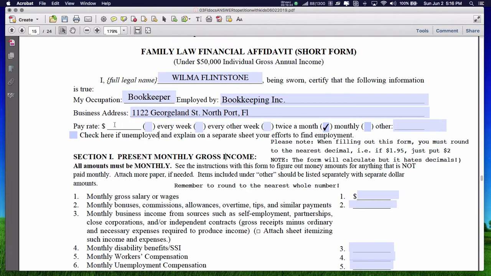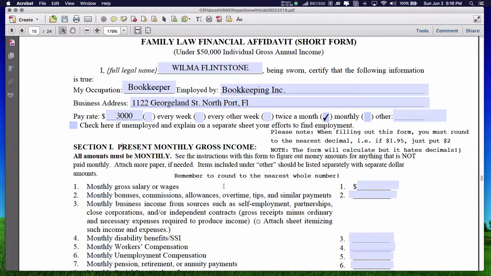Now this is the gross you're putting in. This is the before taxes. Before the tax comes out and the Medicare tax comes out and the whole nine yards, what are you paid? Let's say you're paid $3,000. It's the easiest way, I'll just use a round number. Monthly gross salary. Then you put it here.